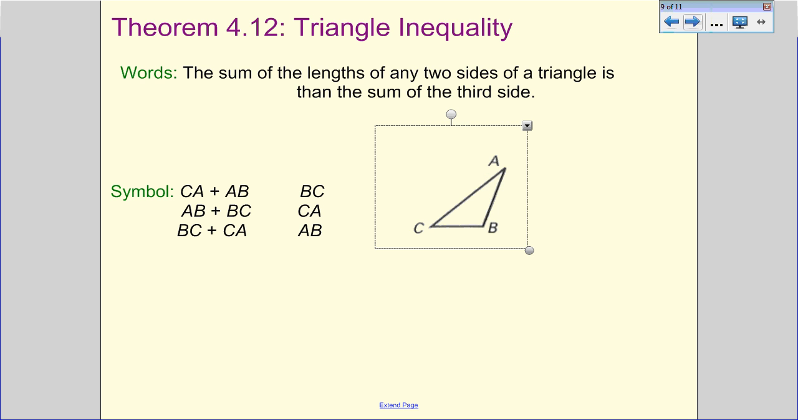All right, so now what we have is the triangle inequality. What the triangle inequality says is that if you take the sum of the lengths of any two sides, it has to be greater than the third side. So I can pick any two sides I want. If I take CA and AB, it has to be greater than BC. If I take AB and add it to BC, it has to be greater than the third side, CA. If I take BC and add it to CA, that has to be greater than the third side, AB. So all of those combinations have to be greater. Well, that becomes a lot of work.